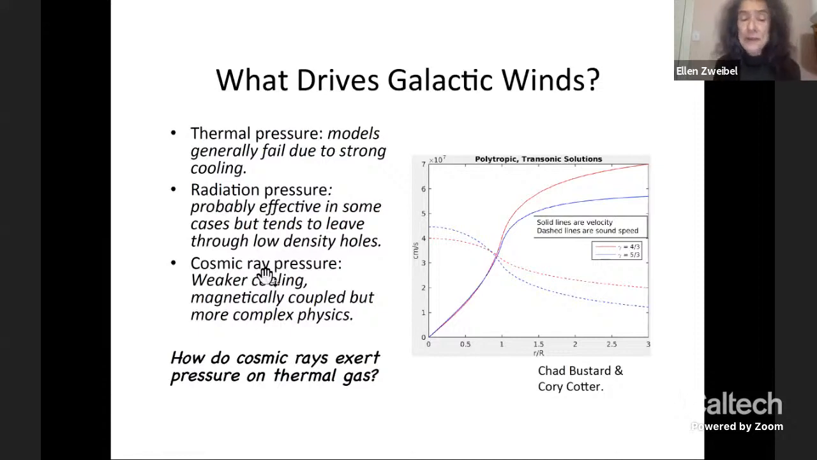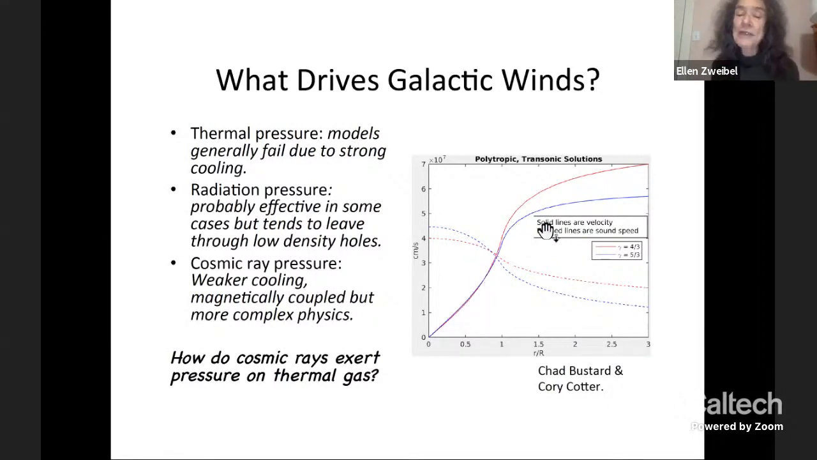And then there's cosmic ray pressure. And cosmic rays cool more slowly than thermal gas. And they're magnetically coupled to all the gas in the galaxy at some level, which maybe raises the hope that they don't just leave through low density channels, but the physics, as we'll see, is a lot more complex.